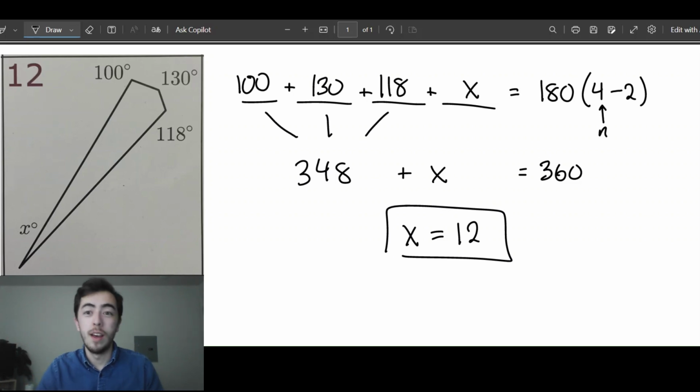Hooray, we did it. But I do want to chat a little bit more about that interior angle sum theorem before we go. So that's what I'm going to talk about now.